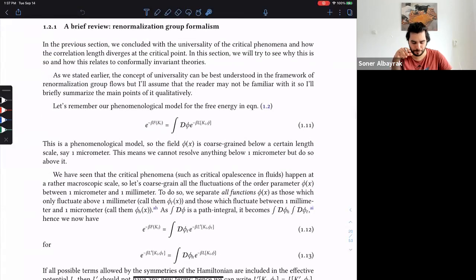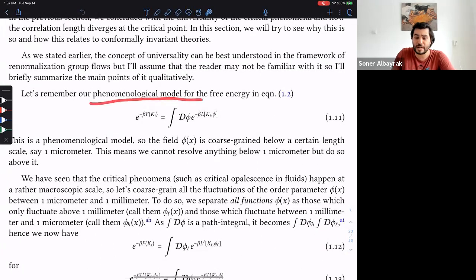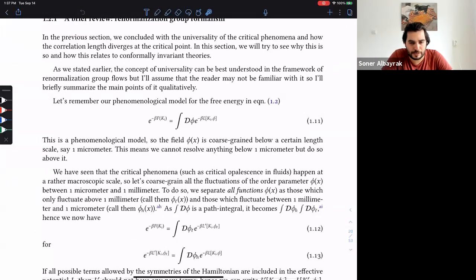So here's the idea. We said that we have a phenomenological model, let's say. By the way, I keep saying phenomenological model, and you may think that this is something special. It is not. Actually, there is this thing called the decoupling principle. And it goes as follows. I think this is an important point.